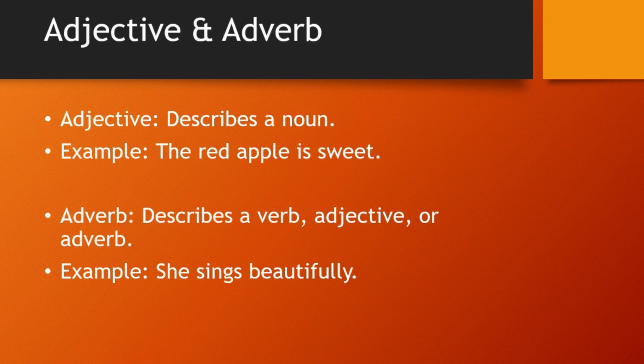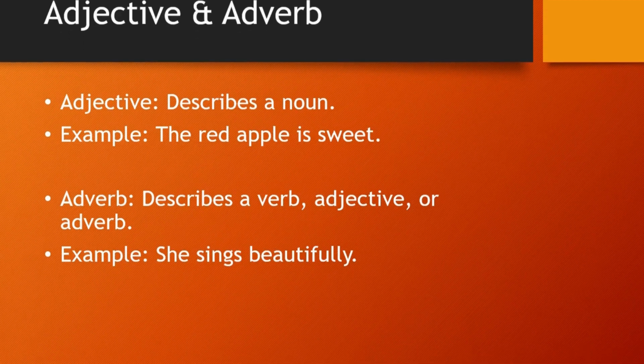Now, let's compare adjectives and adverbs. An adjective describes a noun. Example, the red apple is sweet. Red describes apple. An adverb describes a verb, adjective, or another adverb. Example, she sings beautifully. Beautifully tells us how she sings. Remember, adjectives describe things, adverbs describe actions.